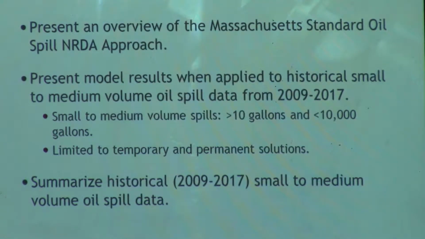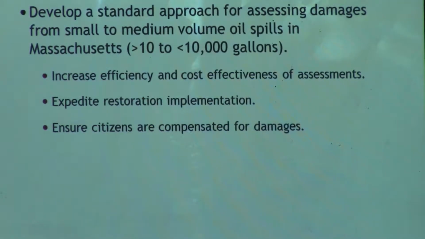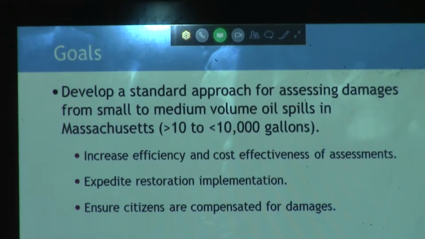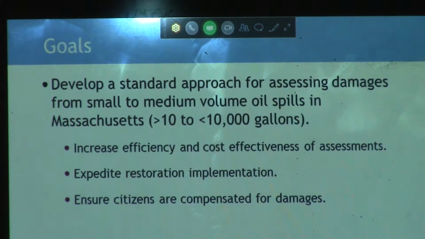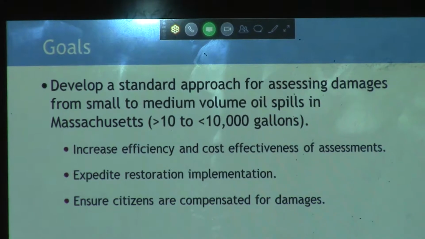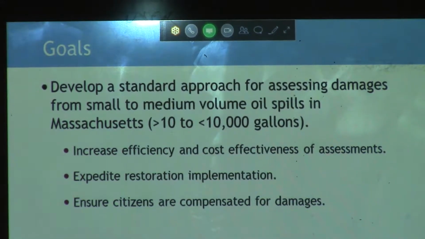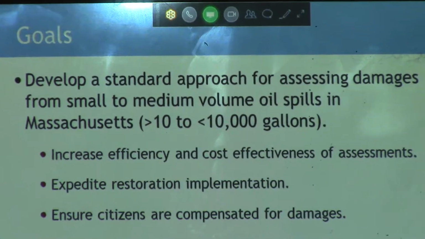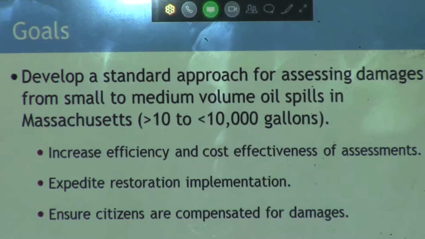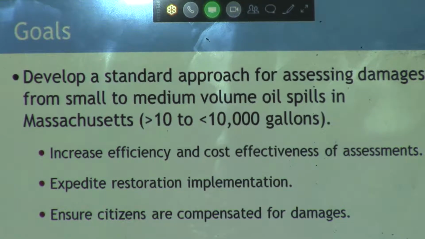And then I'll summarize the results of historical small to medium volume spills. So the purpose of this was, we've already discussed a lot of it, to increase efficiency and cost effectiveness and expedite restoration implementation. So oftentimes on some of these spills where you do a full assessment, it can take quite a bit of time to actually get that restoration funding on the ground and in the implementation process, and ensure that the citizens are compensated for damages.